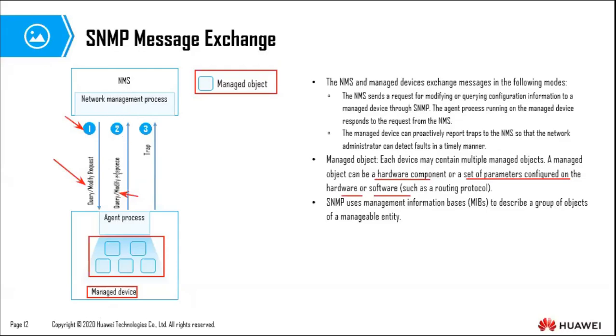Are we together? Yeah. Then the managed device can also send what you call a trap. That is, it can proactively report an error to the NMS so that the network administrator can detect faults in a timely manner. So that is what we call a trap. I've experienced a problem. For example, this managed object, which is interface G001, has experienced a fault. It has gone down. So I have to report to the NMS, hey, G001 administrative status, for example, has changed from up to down. So that's what we call a trap. Is that clear? Okay.